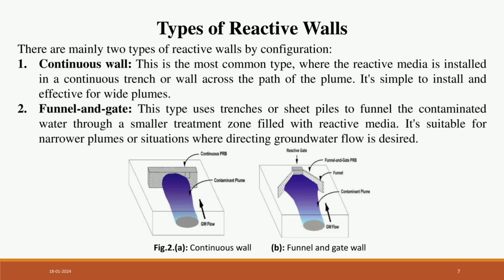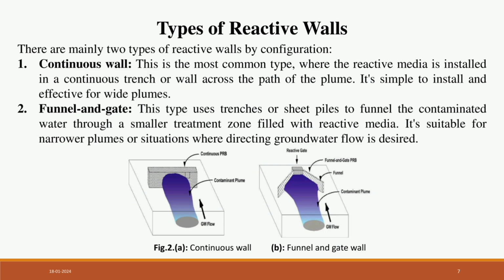There are mainly two types of reactive walls by configuration. Number one is continuous wall. This is the most common type of wall where the reactive media is installed in a continuous trench or wall across the path of the plume. It's simple to install and effective for wide plumes.